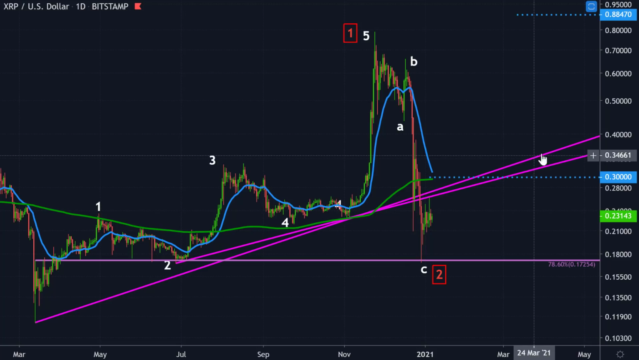Again, just to repeat my point, as long as XRP can respect and hold above this support of 0.17, as long as it respects this support level of 0.17, then I can reasonably hold a cautiously optimistic, a cautiously bullish outlook for XRP.